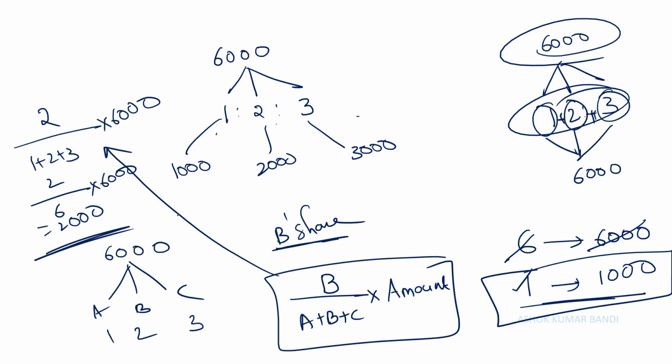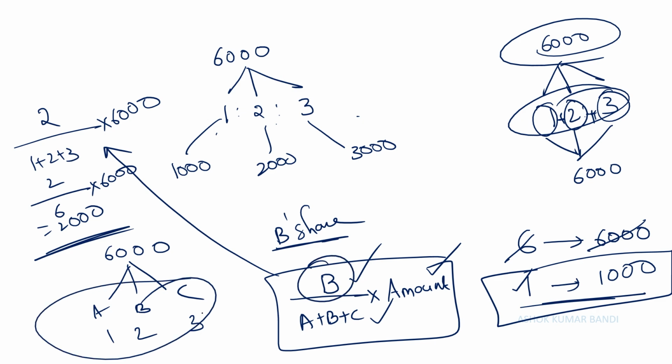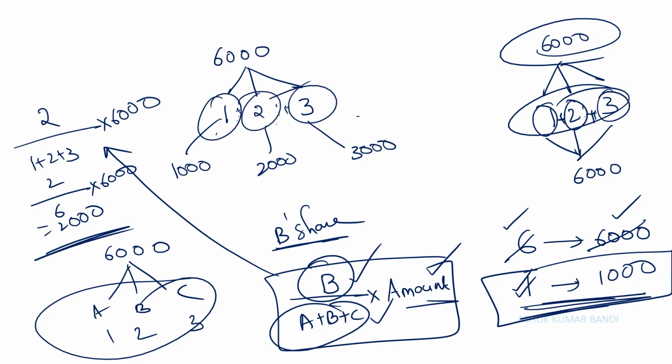You can also do it like this. Required ratio by total ratio into total amount. Whichever you want, write it on the numerator. What is the total sum? Write it in the denominator, multiply with the total amount. Or you can simply add all of them. Make sure that value is equal to your total amount. Then find out 1 unit value. From 1 unit value, you can find out 1 unit, 2 unit, and 3 units values.